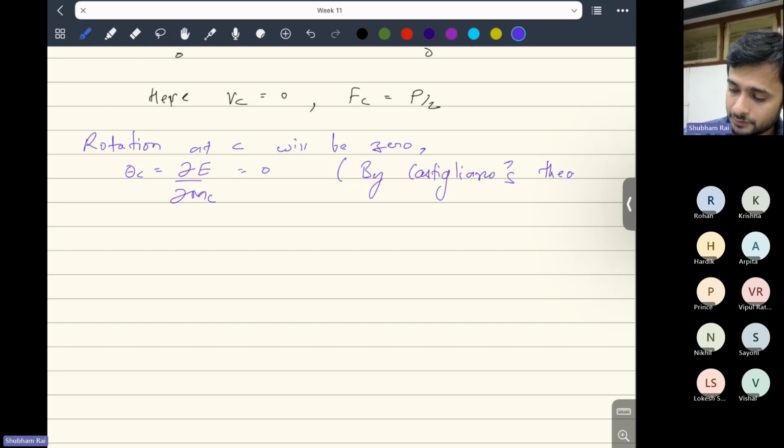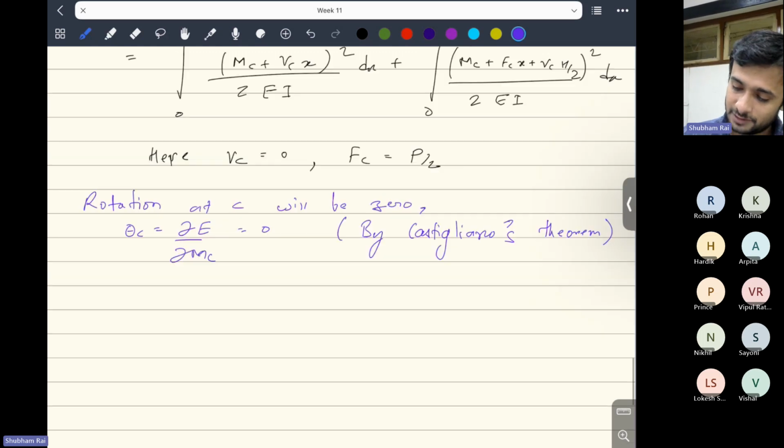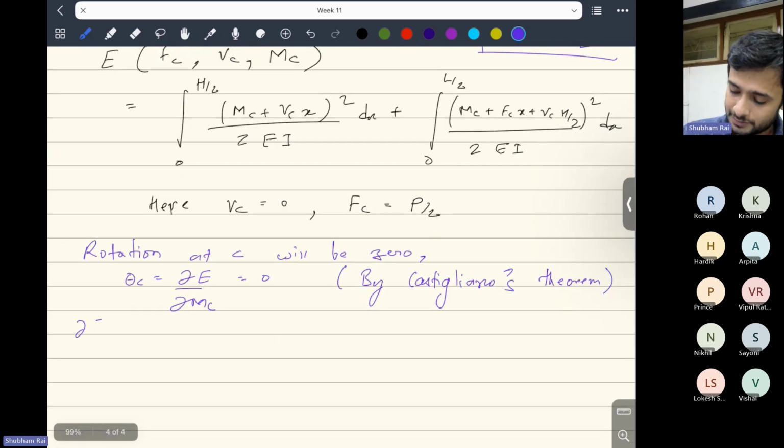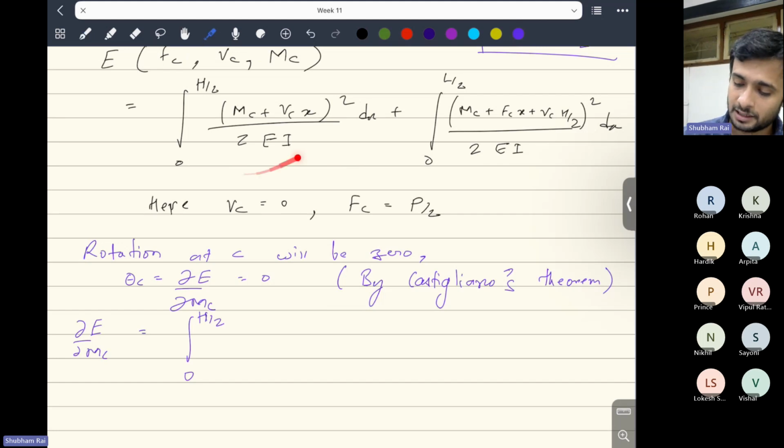You would have learned in the class, right? So if we do that, let's differentiate E with respect to MC. So del E by del MC, if you differentiate, it will be 0 to L by 2. Since these limits are not a function of MC, we can go within the integral and directly differentiate this. If the limits were a function of the variable with respect to which you are differentiating, then you would have to apply the Leibniz rule of integration. You can go to Wikipedia and just search Leibniz rule of integration.